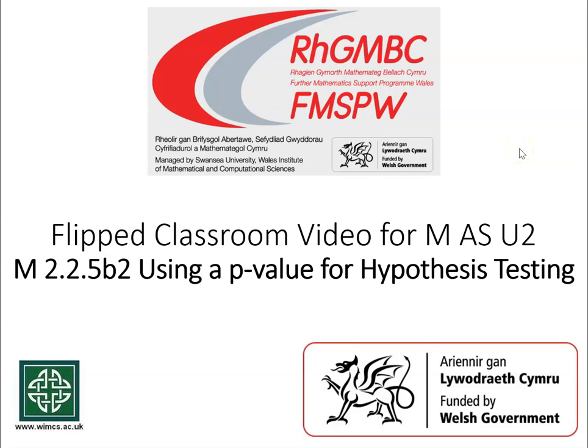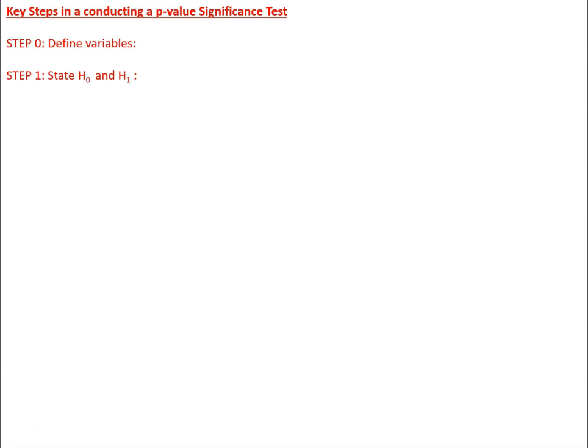In this video we're going to look at a slightly different way of presenting our significance tests. We're going to conduct the significance test by calculating what is known as a p-value. And as you'll see, the steps in conducting a p-value significance test are very similar to begin with as the steps for a critical value significance test.